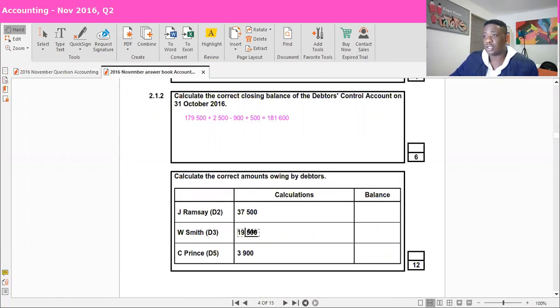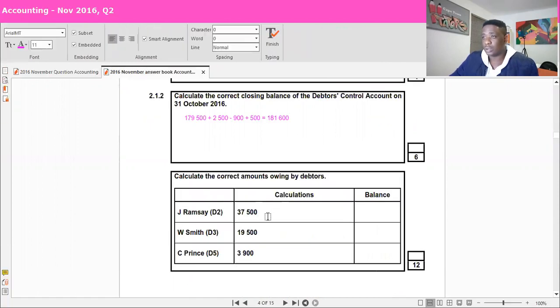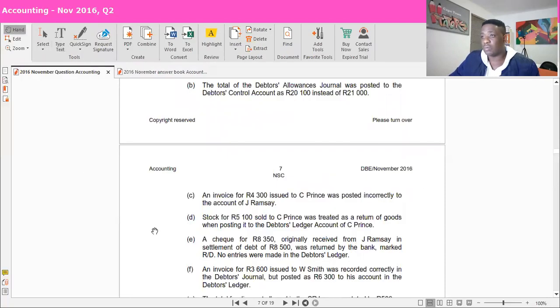So what you need to do is to say minus 4,300 from J. Ramsey, and then we would have to add that 4,300 to say Prince. And then moving on, they say stock sold to say Prince for 5,100.